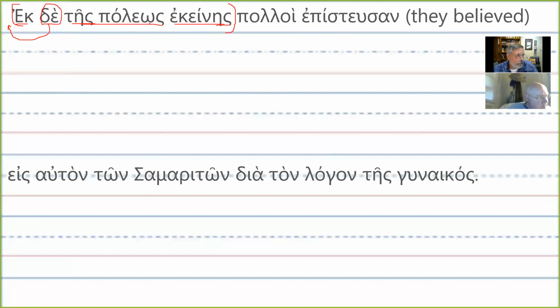Now notice that you have the article with the noun, and there is no article with the demonstrative pronoun. So that's how I know it's "that city." So, but from that city, and then we have polloi, and this is in our nominative plural. And they already told us this verb, episteusan, and that means they believed. It's third person plural, they.